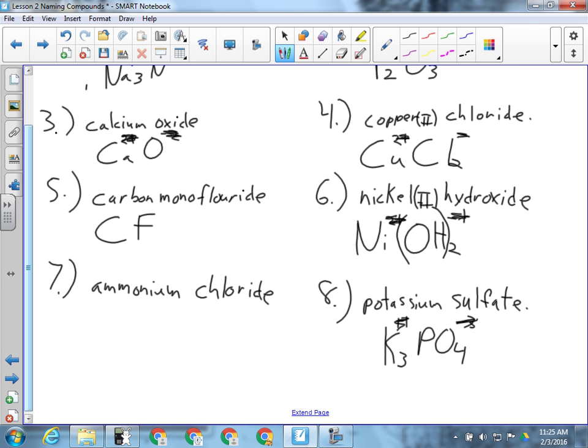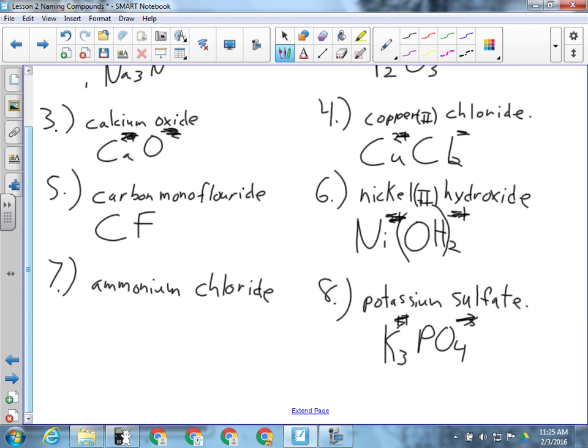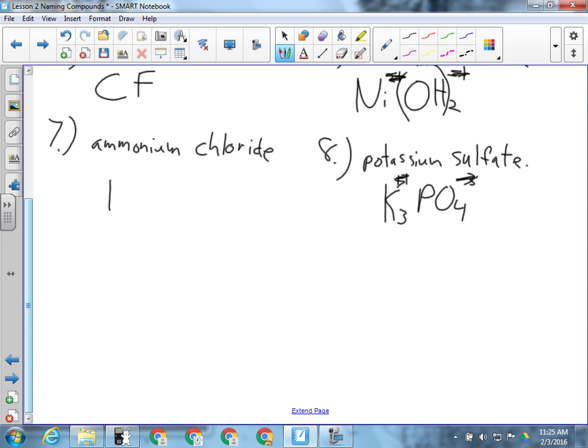Right, and then for number 7, ammonium chloride. If we look on our periodic table there, ammonium is NH4, and it has a +1 charge. Chlorine is always a -1. So does that one already work out? Good. Just NH4Cl. That's about as tricky as they get. No, I don't need to put brackets around NH4 because I don't need to put another number beside it.